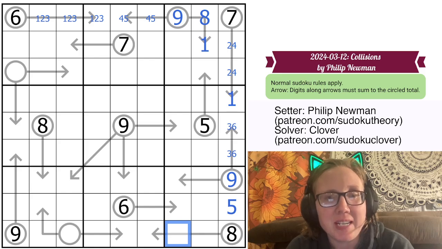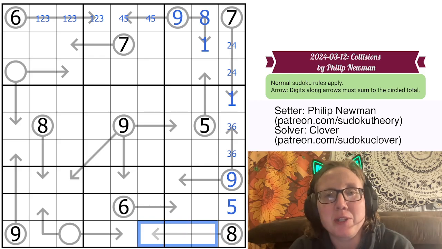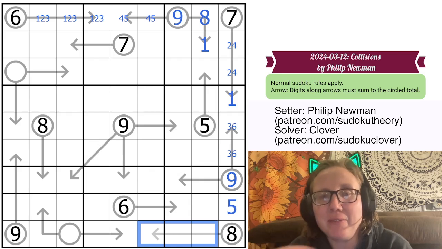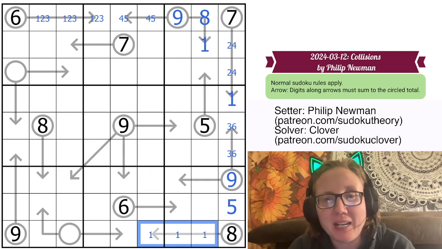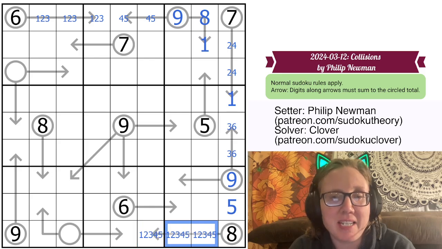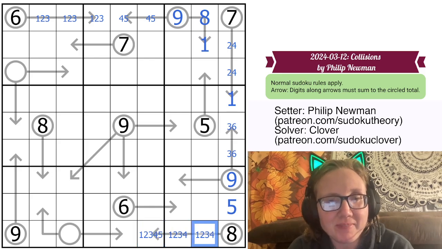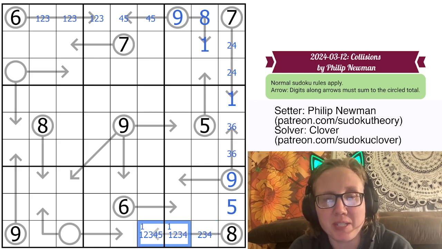So where to next? So this 8, there are two ways to form a total of 8. We could go 1, 3, and 4, or 1, 2, and 5. The only part of that you might want to remember is that they only involve digits from 1 to 5. So we can pencil mark in 1 through 5 there. And we know that the 1 can't go there. There has to be a 1, so it's in one of those two cells. Now that's not restricted yet.